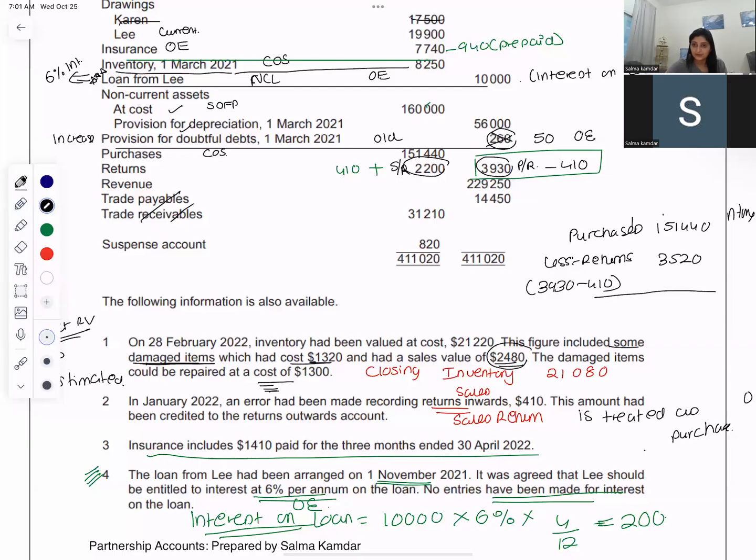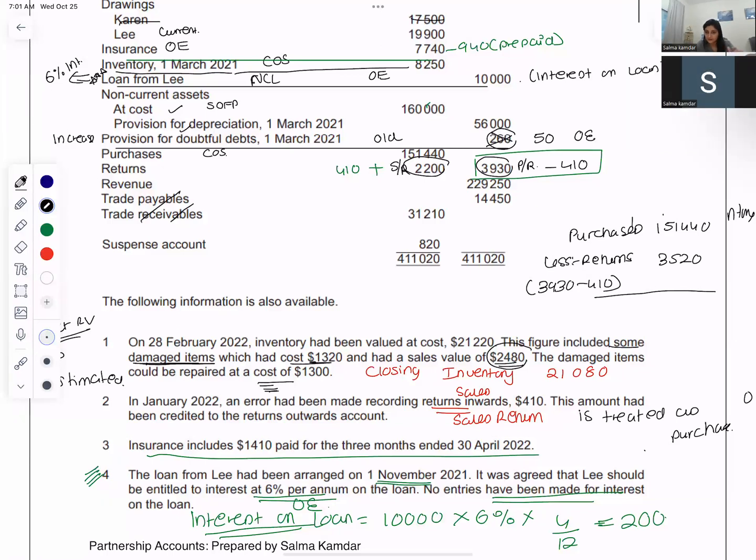have your net purchase as 151,440 minus 3,520. So your net purchase is 147,920. This you can make another working note.